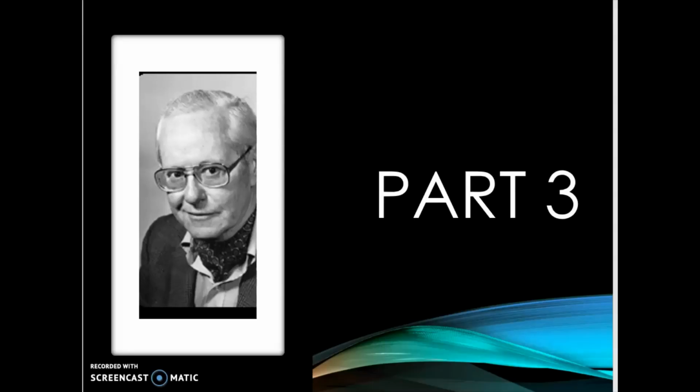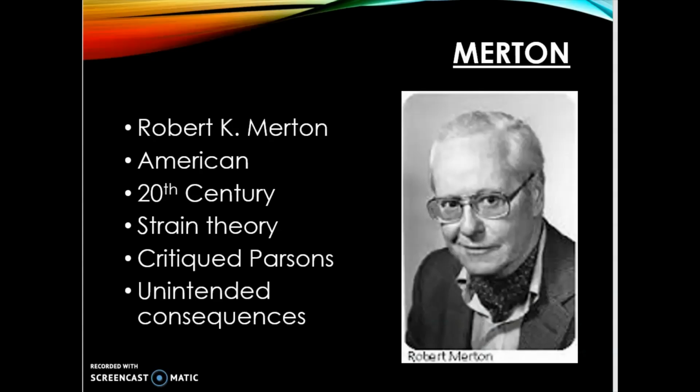Okay, so here we are, part 3, the final part, and we're going to look at this guy called Robert Merton. A bit of a main overview about who Robert Merton is for that first box. He was also an American sociologist writing within the 20th century, and one of his main ideas that we will come across is from Crime and Deviance, his strain theory. I'm going to go through this with you.